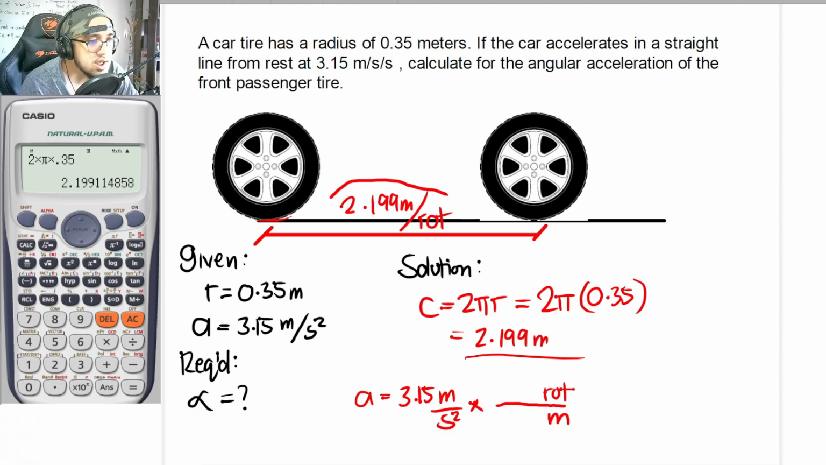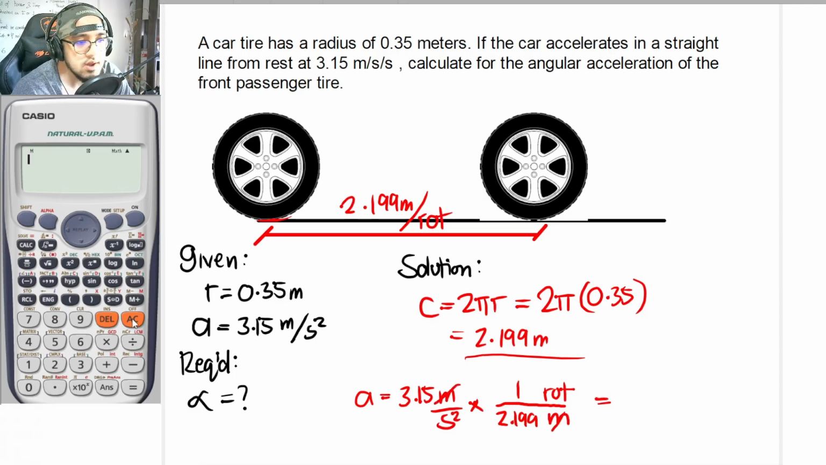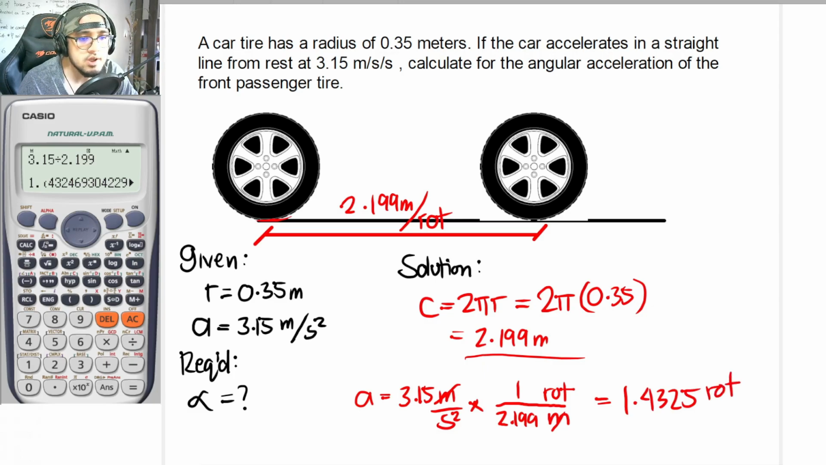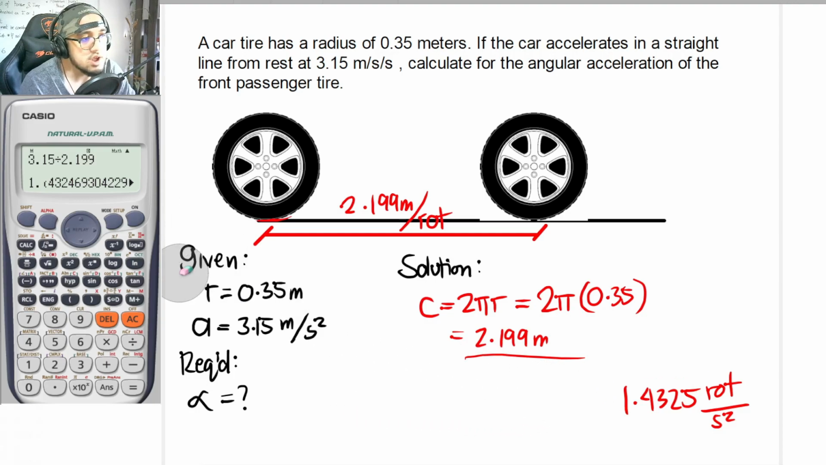In this case, as we have been solving earlier, for every one rotation there is 2.199 meters. So with that, meters would now cancel out, and our answer here is equal to 3.15 divided by 2.199. So our answer here is now 1.4325 rotations per second squared. So this is now the acceleration in terms of rotation.